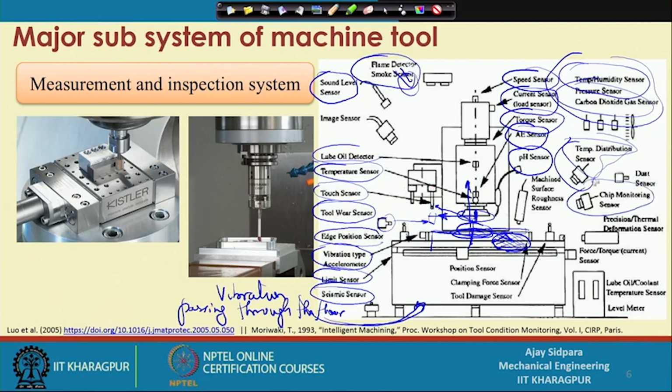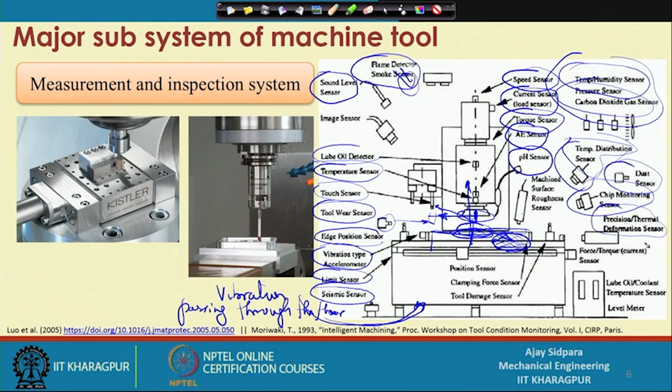Chip monitoring sensors are available, and a dust sensor is available, because many times we have seen that the dust particle size is a few tenths of a micron, and our part geometry, or the features we want to create, has the same dimension. So, when dust comes in contact with the tool and workpiece interface, it is considered a defect, some type of impact force from an external element, and that will create a problem.